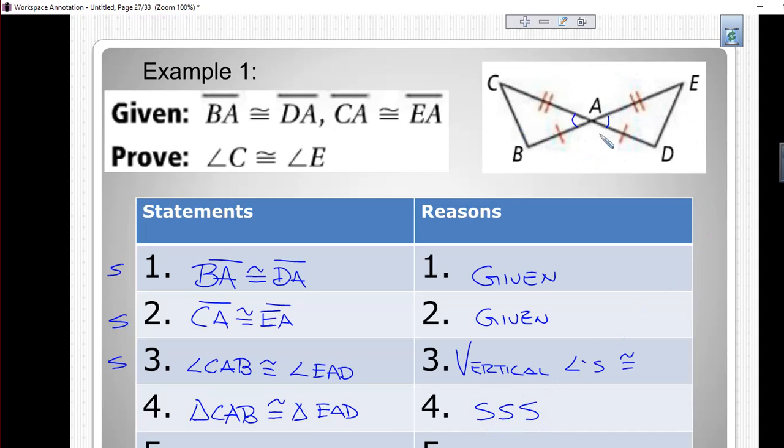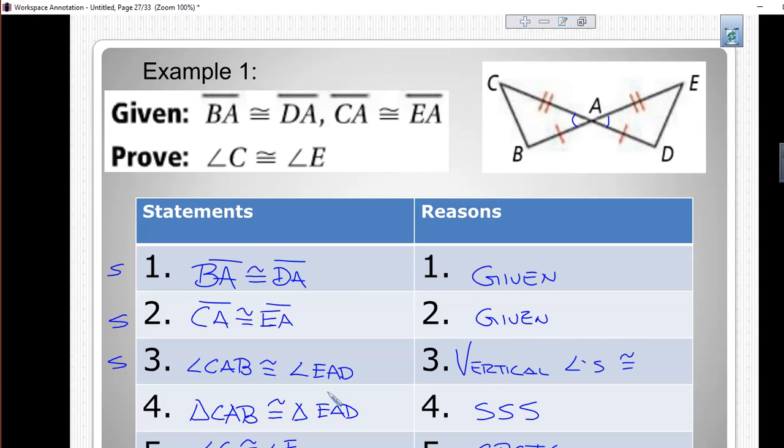Once we've proved our triangles congruent, then all the remaining corresponding parts are congruent. So now we have enough to say that angle C is congruent to angle E, and the reason is corresponding parts of congruent triangles are congruent, CPCTC.